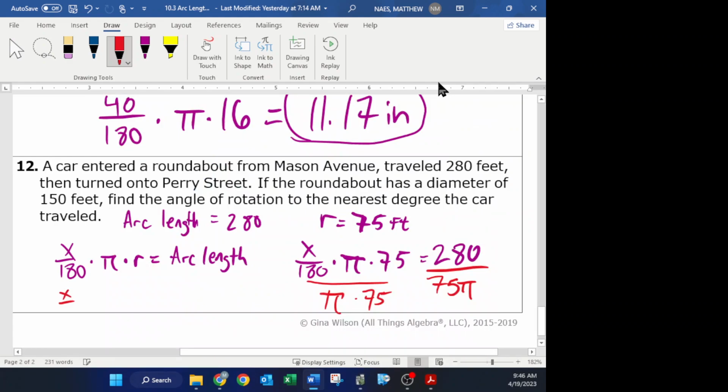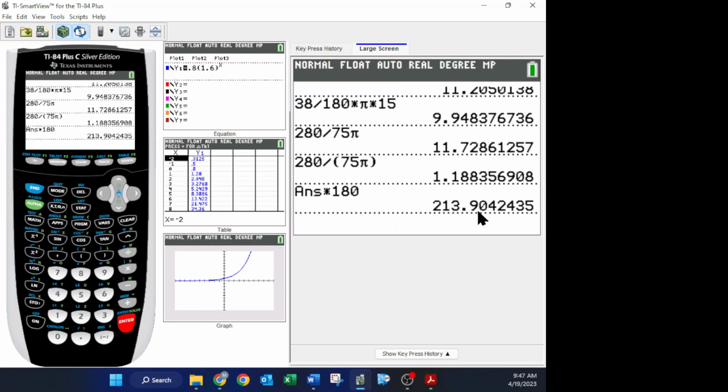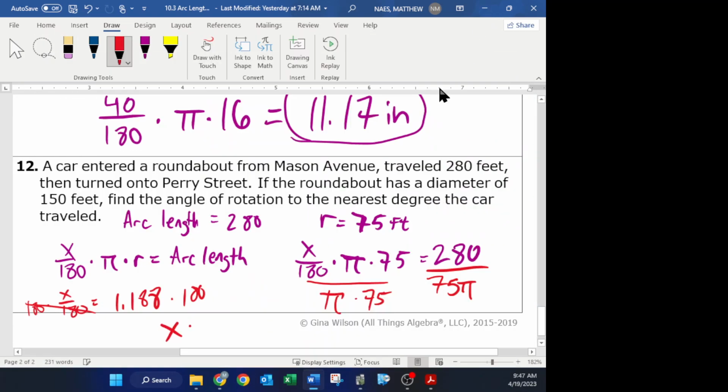So x over 180 equals 1.188, and then multiply both sides by 180 to get x by itself. So really just take your answer here and times it by 180. 213.9, so that's going to round to 214 degrees. And that is it.